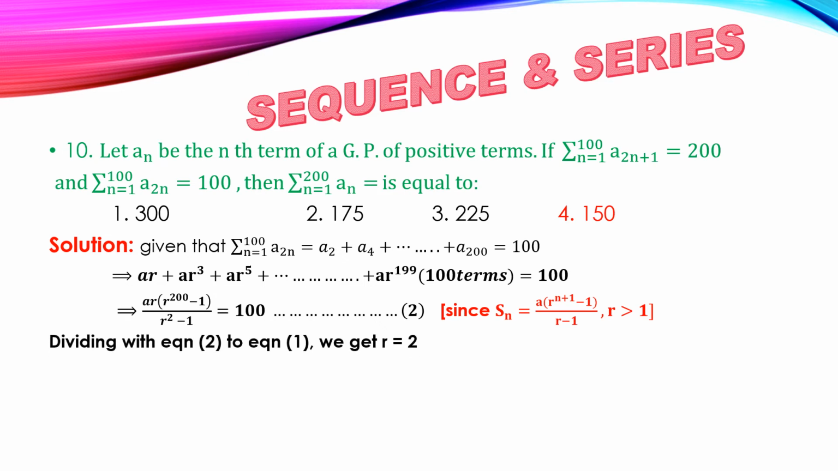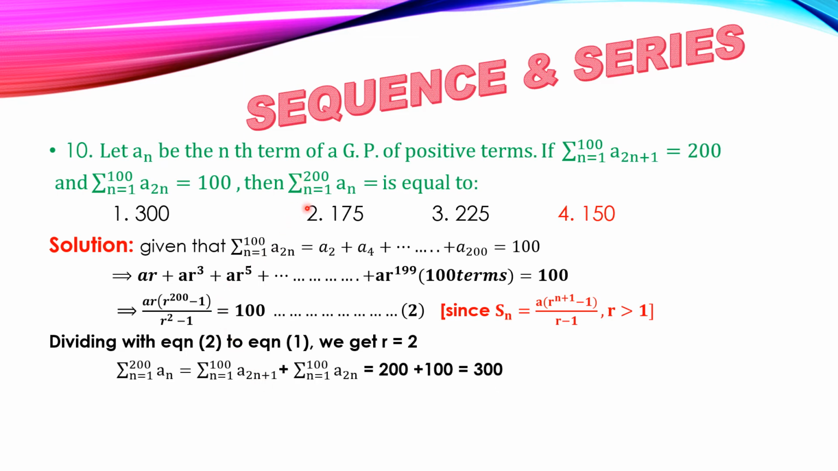And let us assume that this equation be 2. We observe both equations. In the LHS, the terms a r to the power of 200 minus 1 and r square minus 1 are common. Now we divide equation 2 by equation 1. Then the value r equals 2. Here both are cancelled, that is a r to the power of 200 minus 1 and r square minus 1 in numerator and denominator.